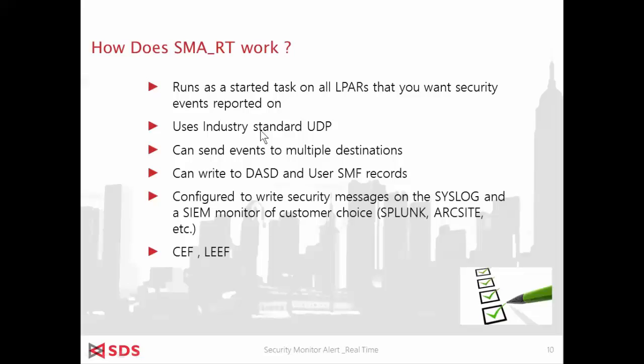We use the industry standard UDP. So that's something you'll see as well in the live demo. And you can send events to multiple destinations. So from a resilience or redundancy point of view, if your organization has more than one SIEM, you can code it up inside of the product. Just code the IP addresses where these need to be forwarded to, and that'll take care of that redundancy. If ever one of those SIEM monitors is down, you're guaranteed of getting the information to one of them.